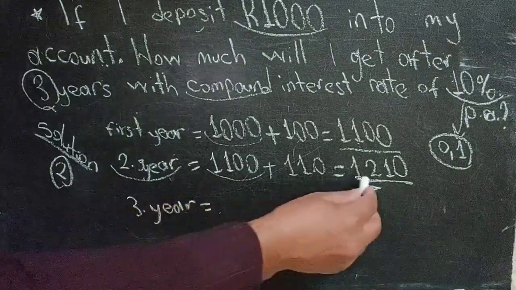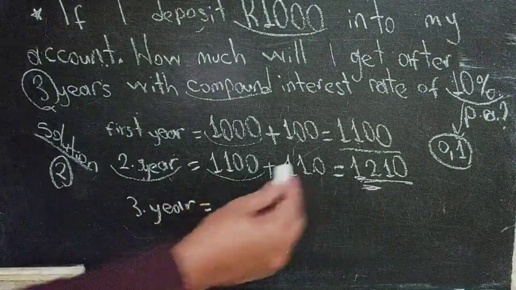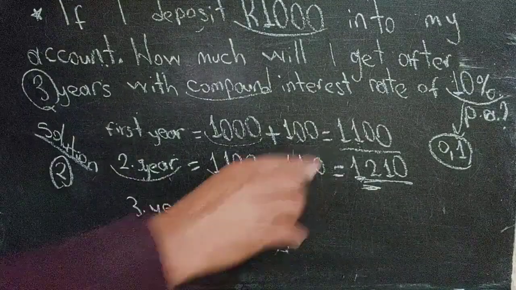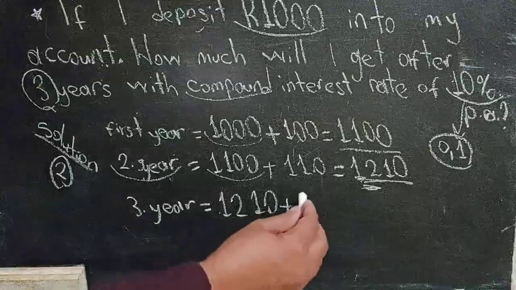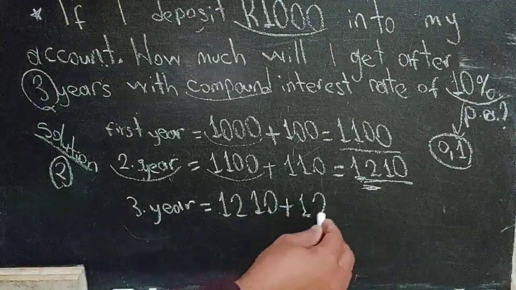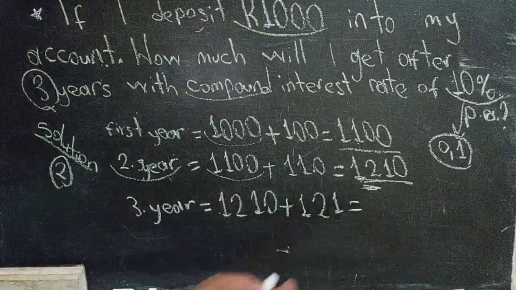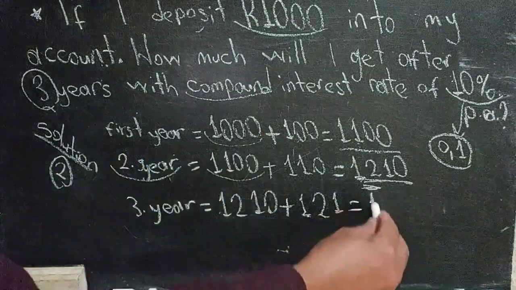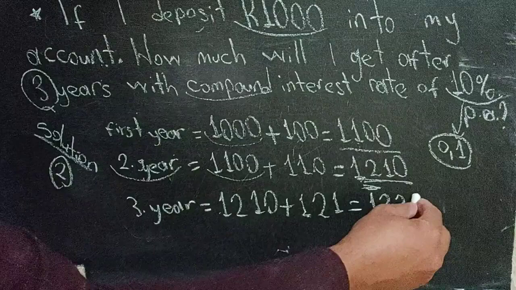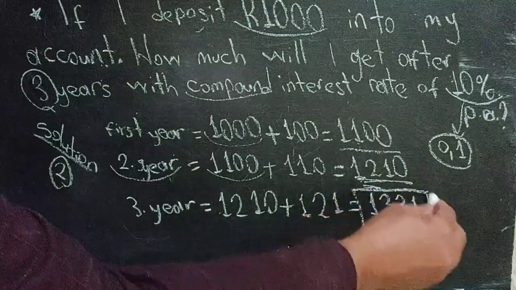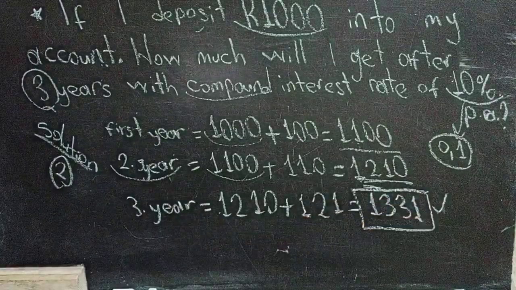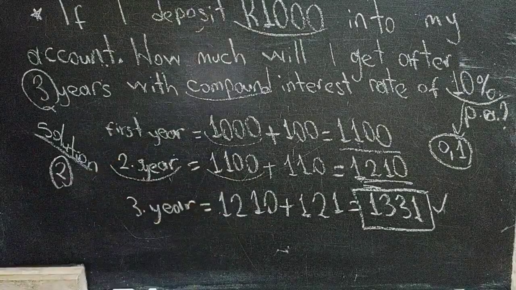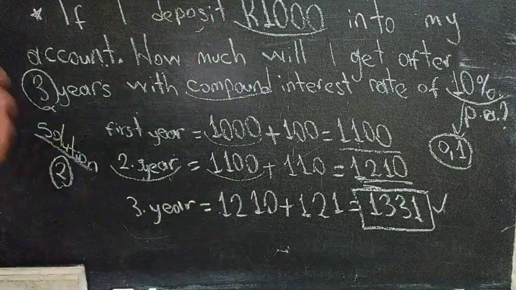So for the third year, we are going to use this amount now. Your previous amount is 1210. You need to calculate 10% of that one, which is going to be 121 rand. When you add them up, you will get 1331 rand at the end of the third year. So this one is for people who don't like to memorize.